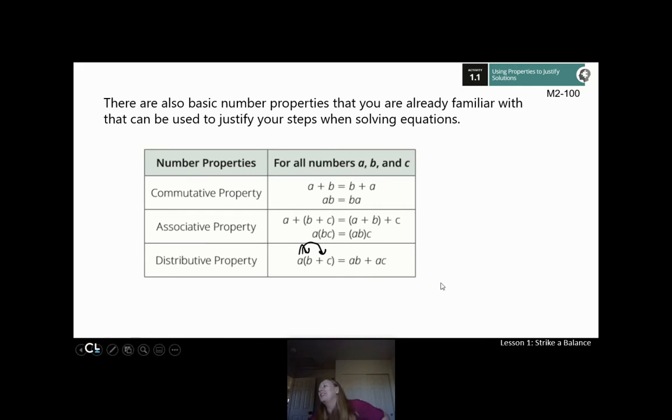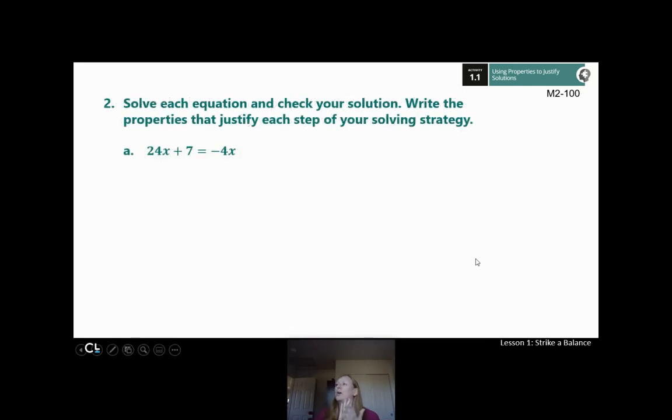So here's what's going to happen. What we're going to do now on number 2, and there are several of these, you've got A, B, and C, three of these to work through. Here's what I need you to do. You're going to solve these equations. You know how to solve equations. We were doing these in the warm-up. We just did a few of these just now. No big deal. But now you also need to write alongside it the property that justifies the step.